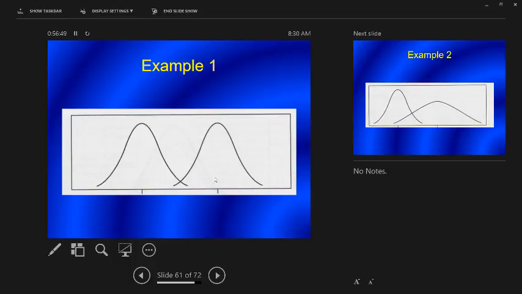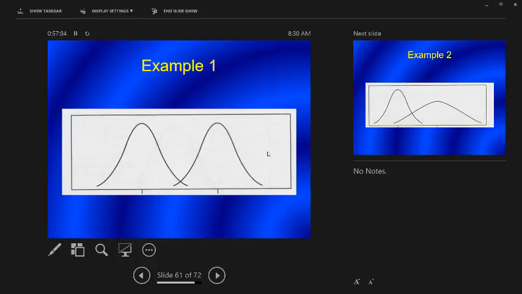And then the third is symmetry. If we draw a line down the middle, is the male height symmetrical around this line in the middle? It looks like it is. And the same for females. So both of them, in this case, look like they're symmetrical.